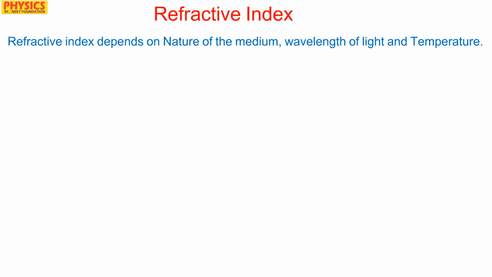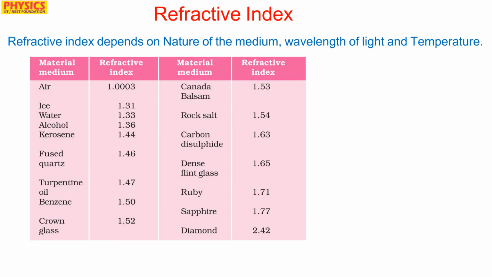Some refractive indices of media I have given in the table. Here the material medium and its refractive index are given. From this table we can grasp so much data. So, the more the refractive index, the less the speed. Already we discussed. Yes or no? Yes. Now you tell me, in which material medium is the speed of light least?